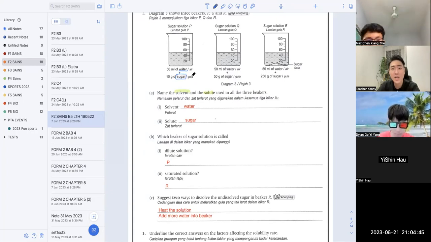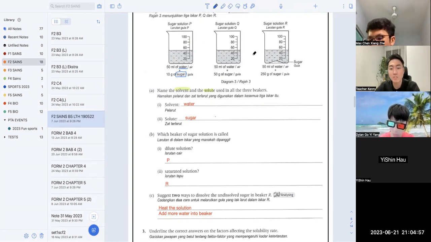More water. A lot of water, we say the solution is dilute. Yeah, saturated means a lot of salt, a lot of sugar. We say that it's a saturated solution. Now, suggest 2 ways to dissolve the undissolved sugar. So over here, right? I add as much sugar as I want, but my sugar still cannot dissolve. 2 ways they can do.